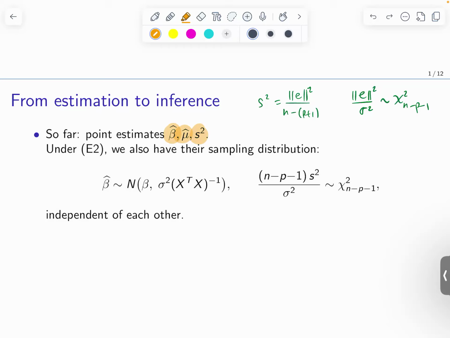And the other key fact that we showed is that these two quantities, beta hat and s squared, and as a consequence, this quantity, are going to be independent under the E2 assumption, okay? So anyone remembers how this worked out? Why did we get the independence? What was the key fact that led to this independence? Is it because of what spaces that e and theta are in?